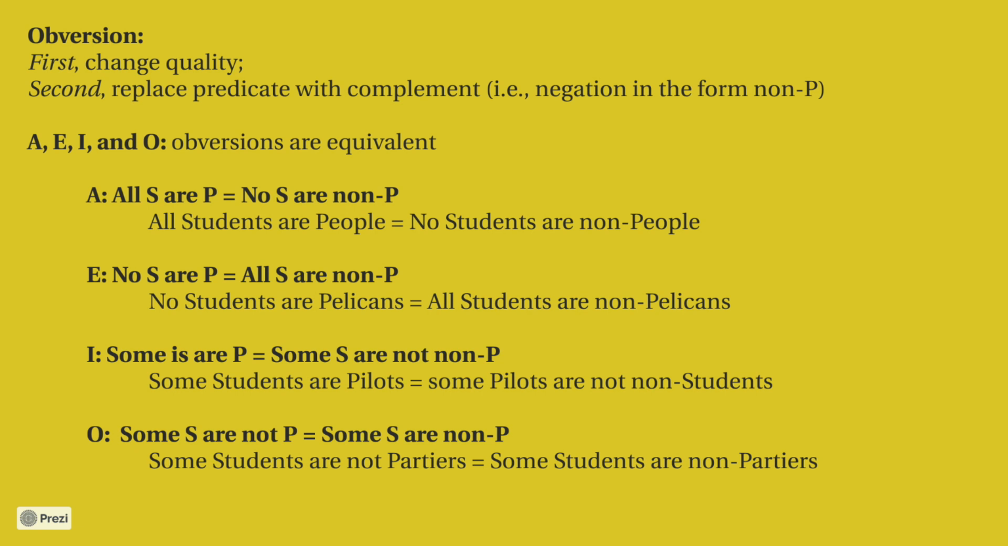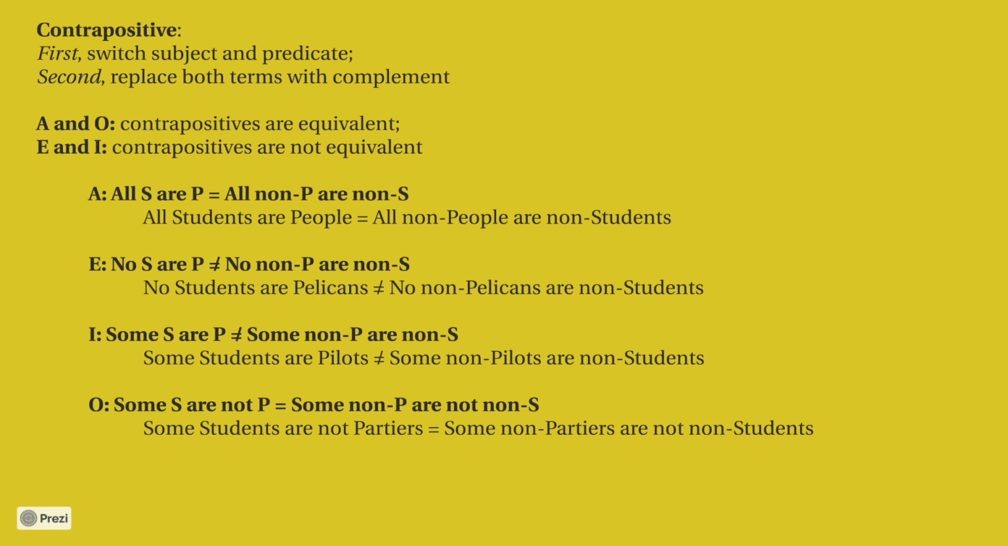Finally, we have the contrapositive. This also involves two steps. First, we need to switch the subject and the predicate, as we did with conversion. Then, we need to replace both terms with their complements. So, all S are P becomes all non-P are non-S. No S are P becomes no non-P are non-S. Some S are P becomes some non-P are non-S. And some S are not P becomes some non-P are not non-S.